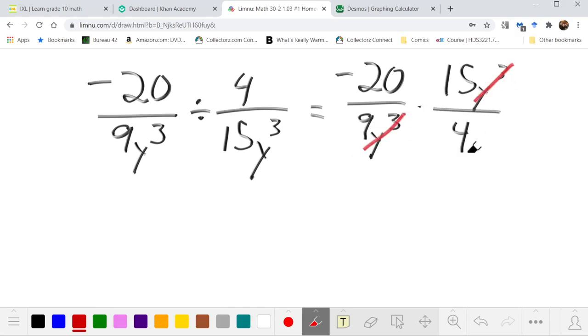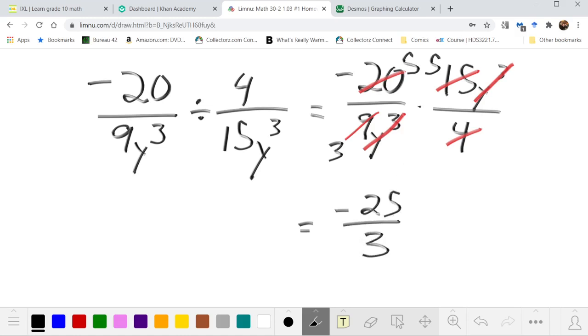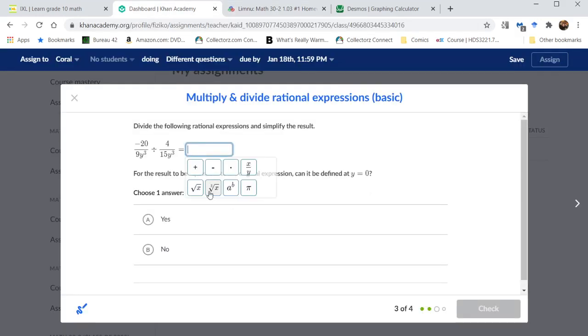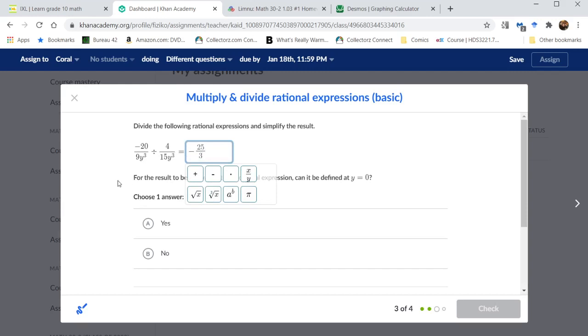The y cubes cancel. The 4 and 20 reduce to a 5 in the numerator. The 9 and 15 have a common factor of 3. So this becomes another 5 and a 3 down here. So this is a negative 25 over 3. So negative 25 over 3 becomes our solution. And no, again, it cannot be defined at y equals 0 because that's where we're dividing by 0.